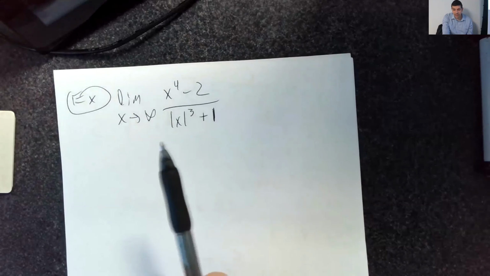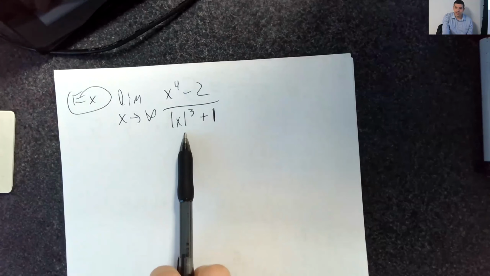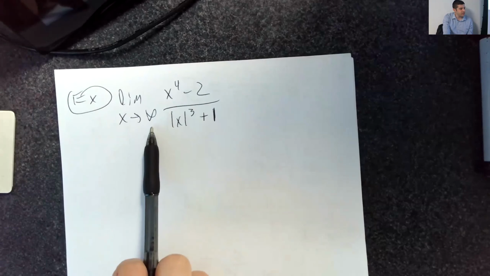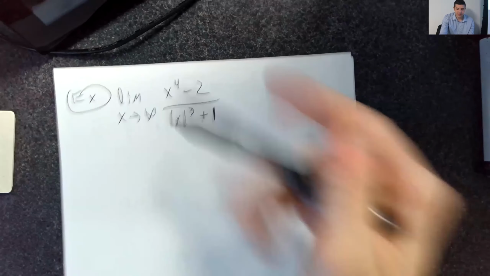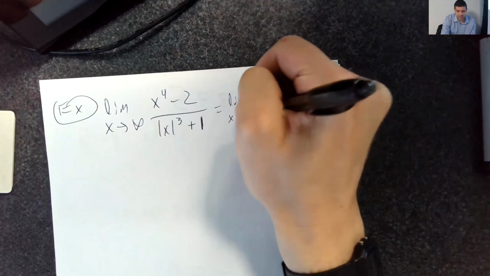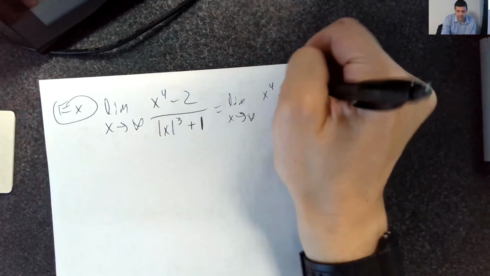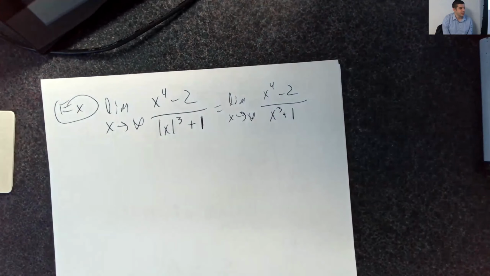First thing we need to deal with, absolute values. We don't like them, right? Okay, but remember, x is going to infinity, so that means x is positive values. So what's the absolute value of a positive value? Positive. So you just get rid of it. So x going to infinity, x to the 4th minus 2 over x cubed plus 1. We can deal with absolute values because we're dealing with positives.